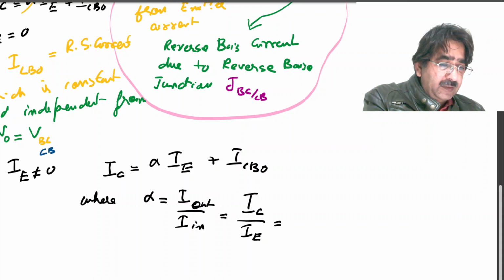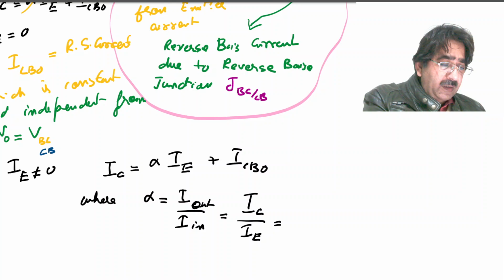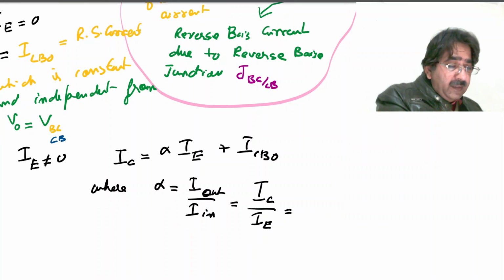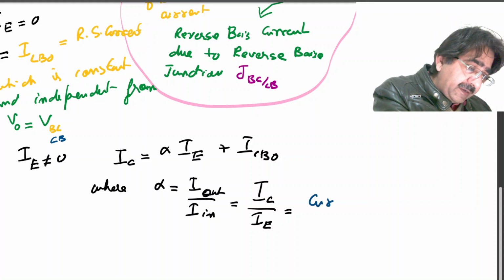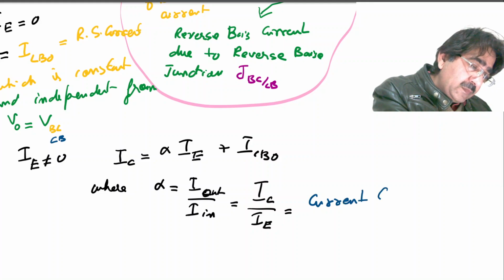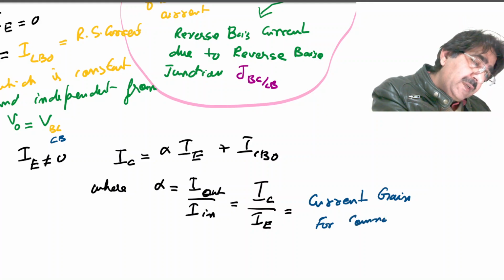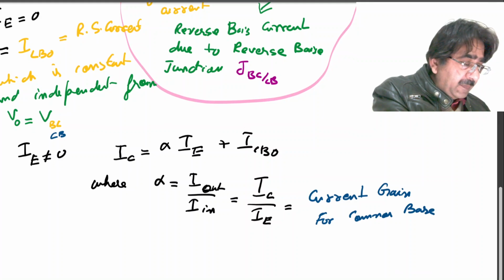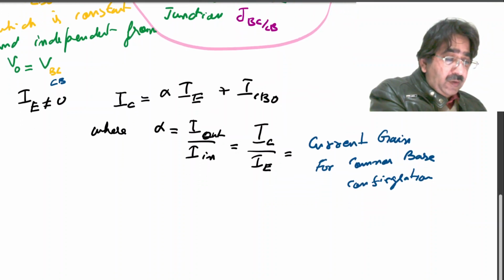As we know, IC is equal to alpha IE. If we ignore the reverse saturation current, then I may write IC equals alpha IE, and this alpha is defined as the current gain for the common base configuration.